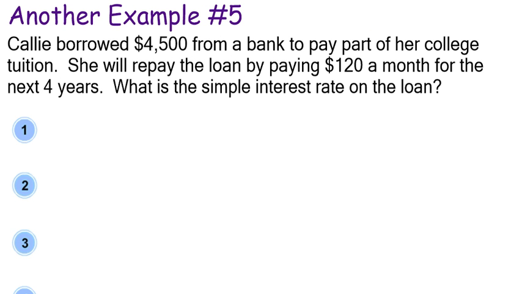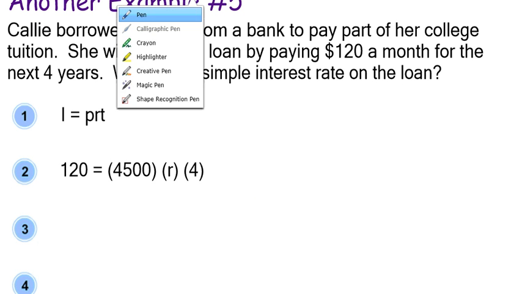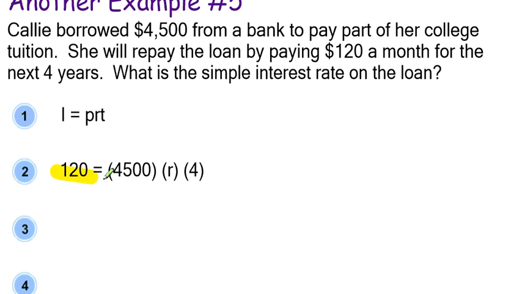Callie borrowed $4,500 from the bank to repay part of her college tuition. She will repay the loan by paying $120 a month for the next 4 years. What is the simple interest rate on the loan? So we're going to start off with writing down the formula I equals PRT. We're going to substitute what we know. So we know that our interest was $120, and the principal amount was 4,500. We don't know the rate, but we do know that she's spending it over 4 years.